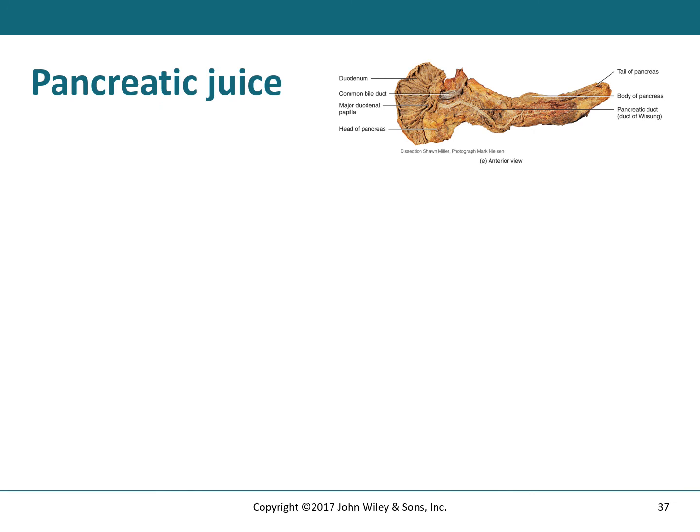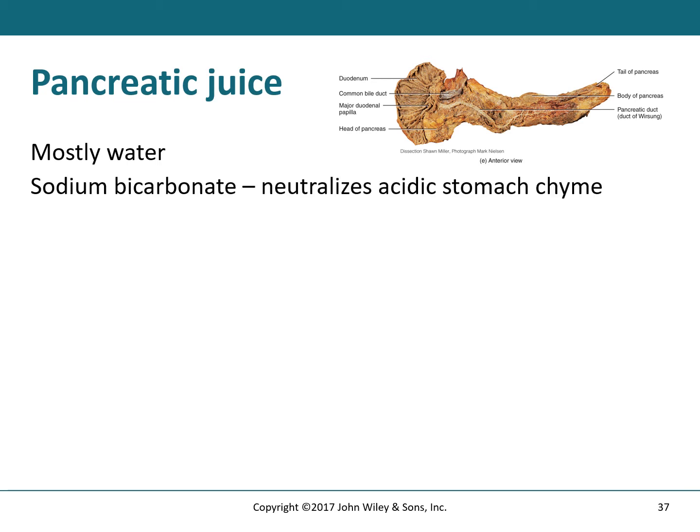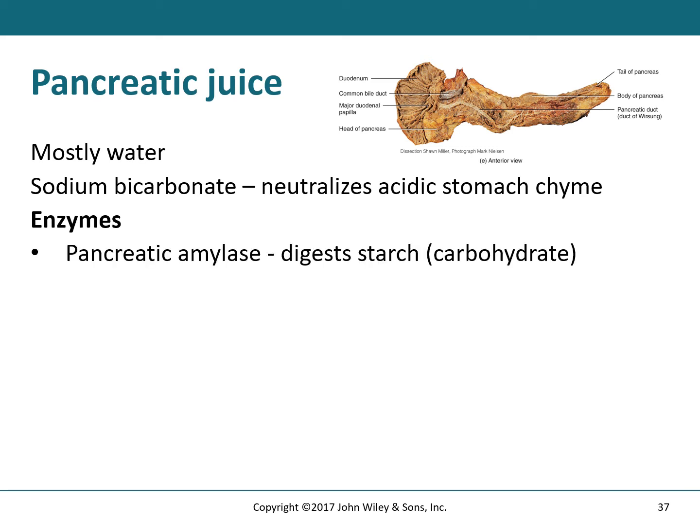Okay, so what is pancreatic juice composed of? Well, in reality, it's mostly water, but then there's a few things dissolved in it. Sodium bicarbonate is actually going to neutralize the acidic stomach chyme, and this is what's going to help inactivate pepsin. And then there's a variety of different enzymes. One of them, the first one, is an amylase, so it's pancreatic amylase. So remember, we've seen amylase before. This one is going to help with digestion of carbohydrates.